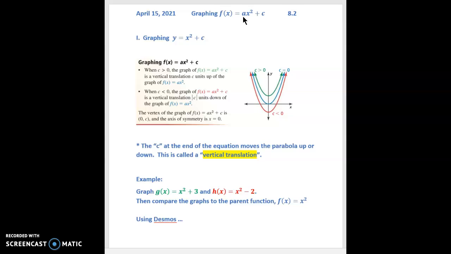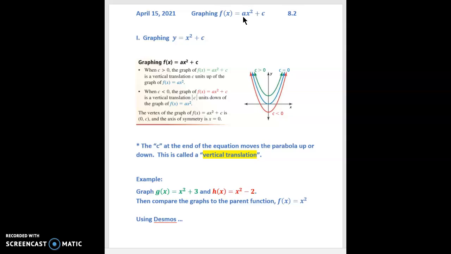If that number is larger than 1, it stretched it, so it made it more narrow. If it was between 0 and 1, it was a vertical shrink, so it made it wider. And also, if a is negative, it flipped it down, and we called that a reflection across the x-axis. This is a fancy way to say that. So you can watch my other videos about that or look at your notes.